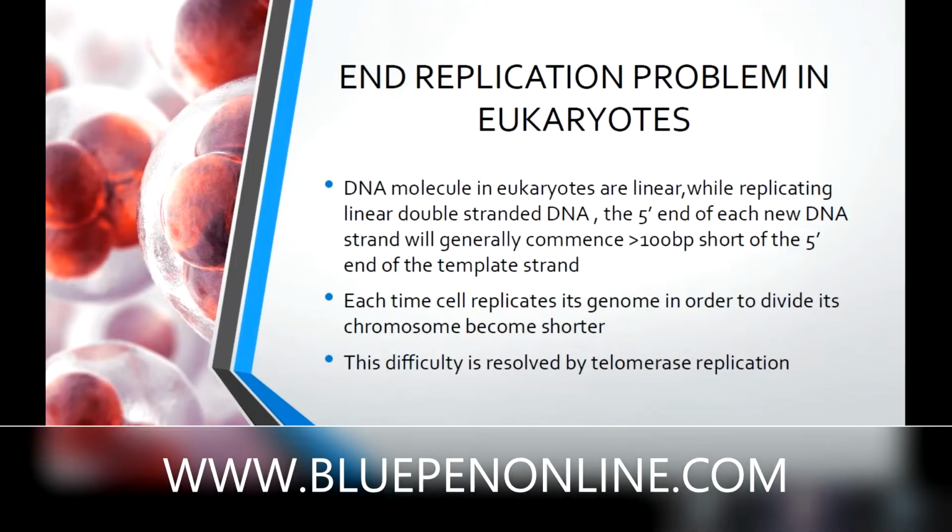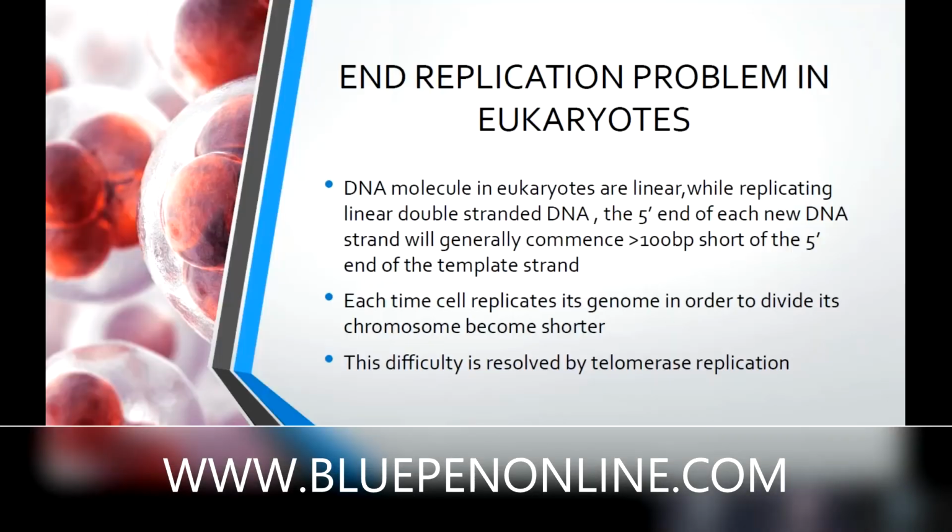End replication problem in eukaryotes. What is it actually? What happens in the end replication problem? I already told you DNA molecules in eukaryotes are linear. While replicating linear double-stranded DNA, the 5' end of each new DNA strand will generally commence greater than 100 base pairs short of the 5' end of the template strand.